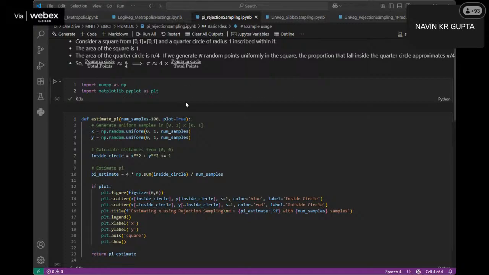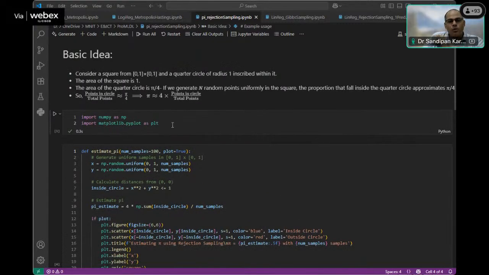Awesome. So what is happening is that you are generating some samples that will be within this square. Now within this square, if x square plus y square is less than or equal to 1, then it will be inside the circle. Otherwise, it will be outside the circle if it is more than 1. So this is the logic actually.